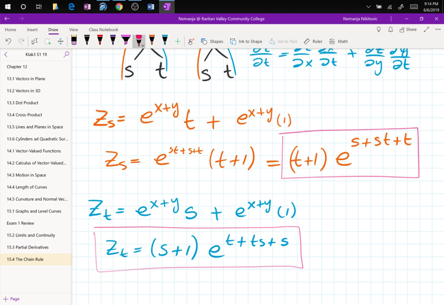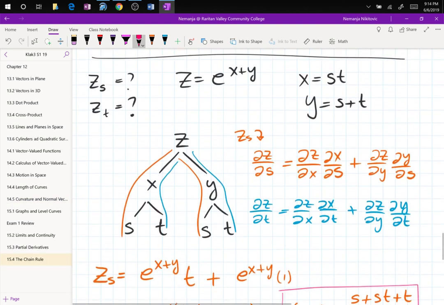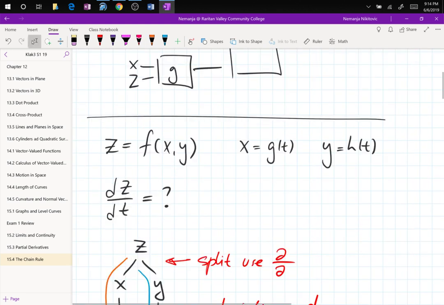Good? More examples? Or was this enough? Pretty good? All right. Well, that's the chain rule then. Bye.